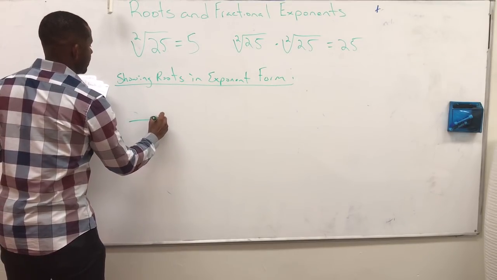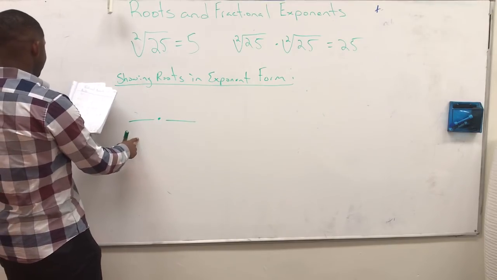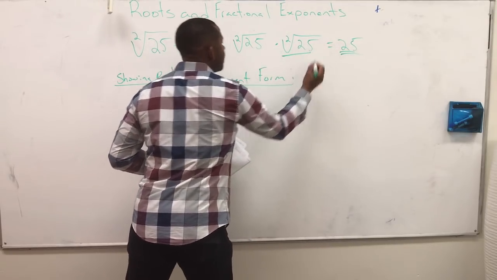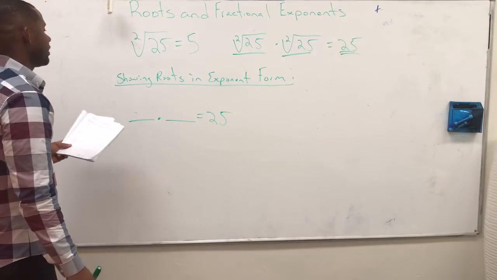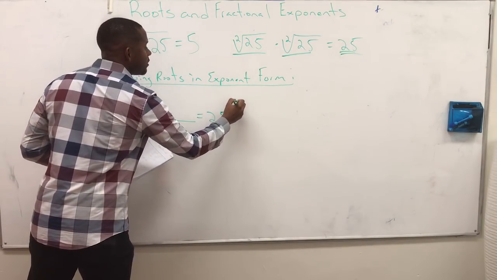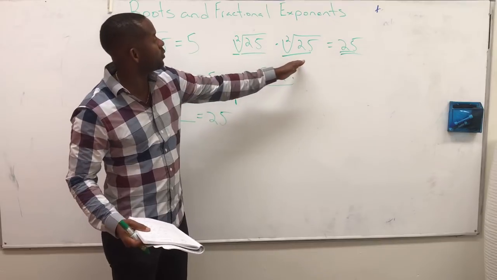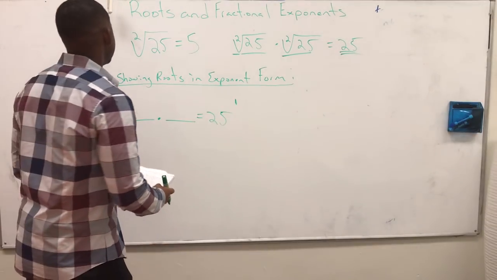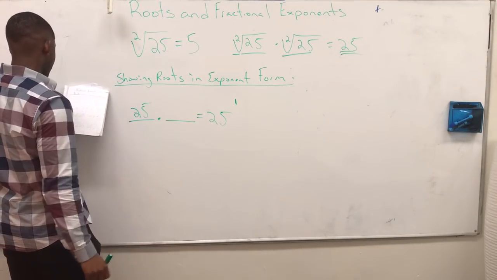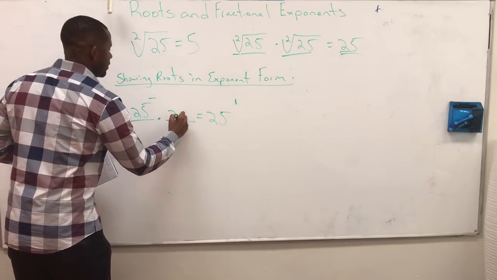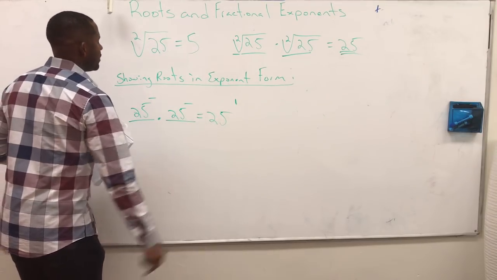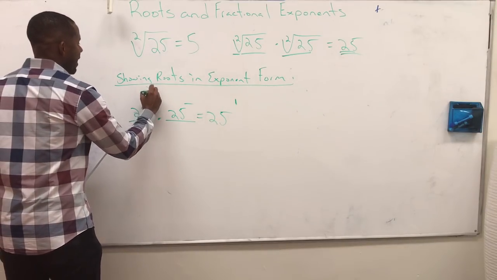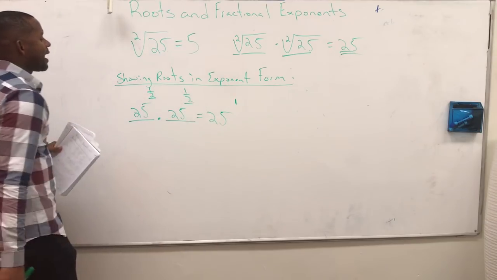I want some number times itself that's going to equal 25. Just like we did right here. Some number times itself equals 25. 25 is 25 to the first power. But now I'm not going to show us the square root of 25 times the square root of 25. I'm going to show it in a different way. I'm going to show it using exponents. So I need 25 to some power times 25 to some other power. It's going to equal 25. Well, my only option here is to have the power of 1/2 and 1/2.